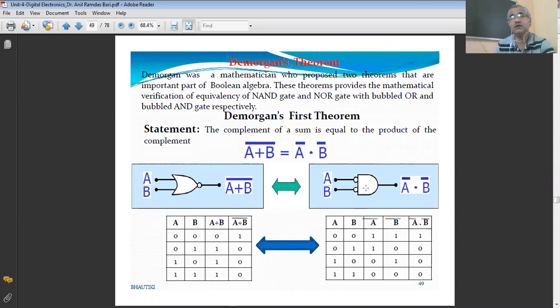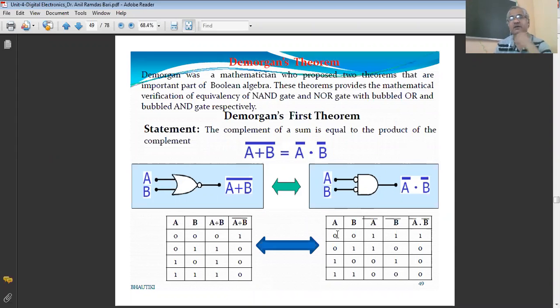Now let us verify the truth table for this. This is A and this is B. Now this bubble represents a NOT gate. So the first bubble represents A complement, the second bubble represents B complement, and this is the AND operation, and AND operation is A dot B.